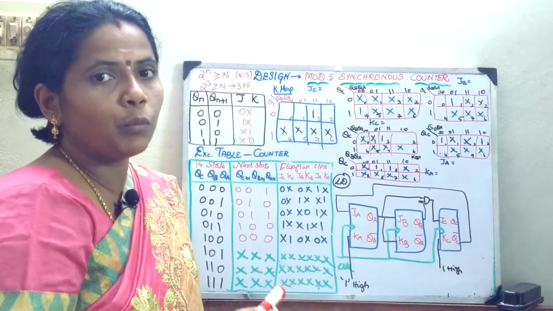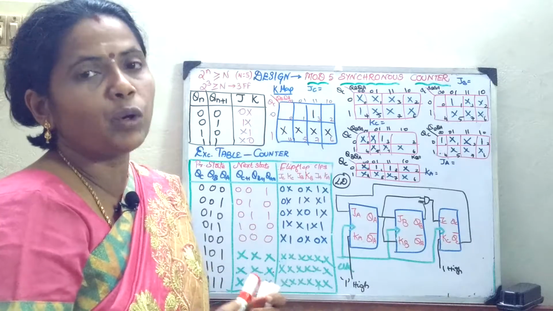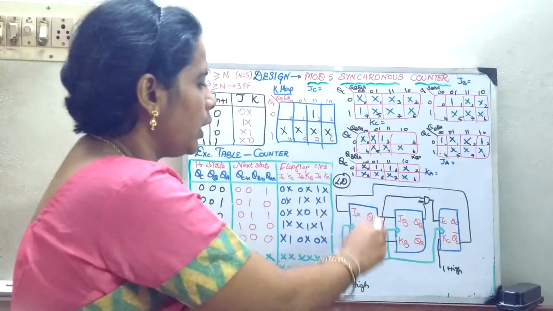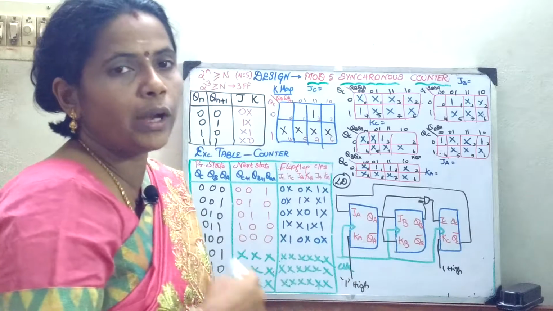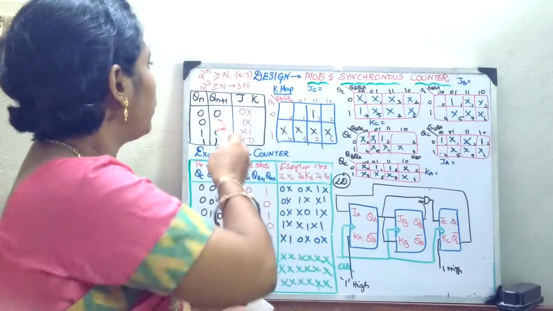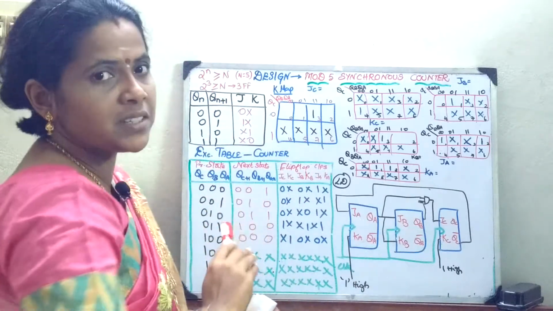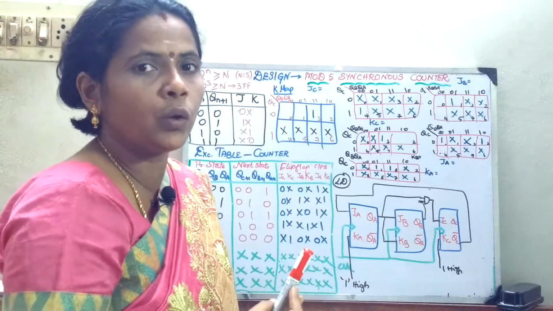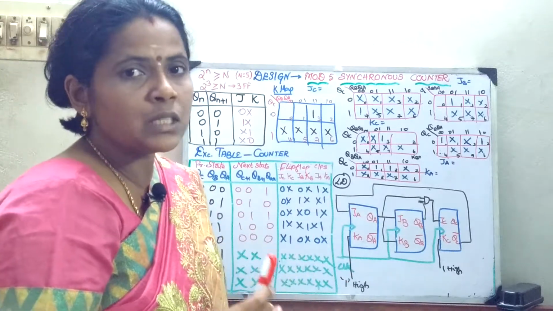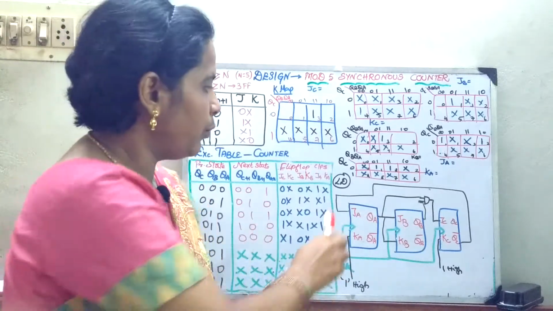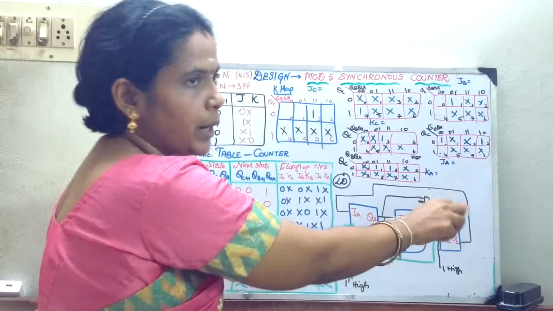Whenever I use 2 power 2, it has only 4 states. So, I cannot go in for 2 flip-flops. So, go in for 3 flip-flops. 2 power 3 is 8. So, 8 states it can accommodate, but we want only 5 states. Thus, we can decide that 3 flip-flops is the necessity.